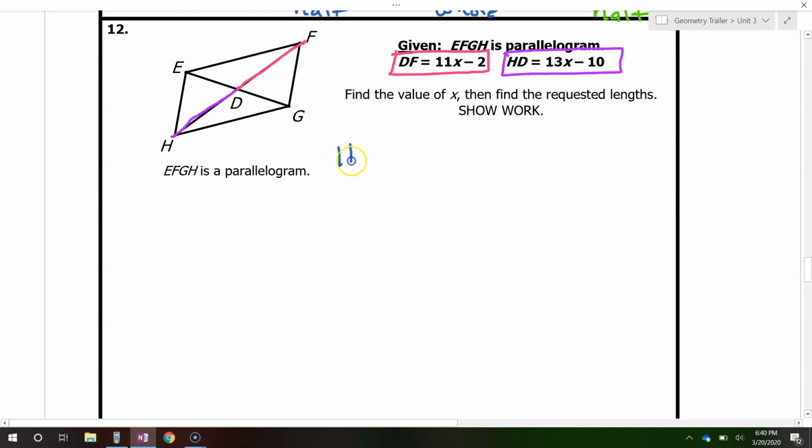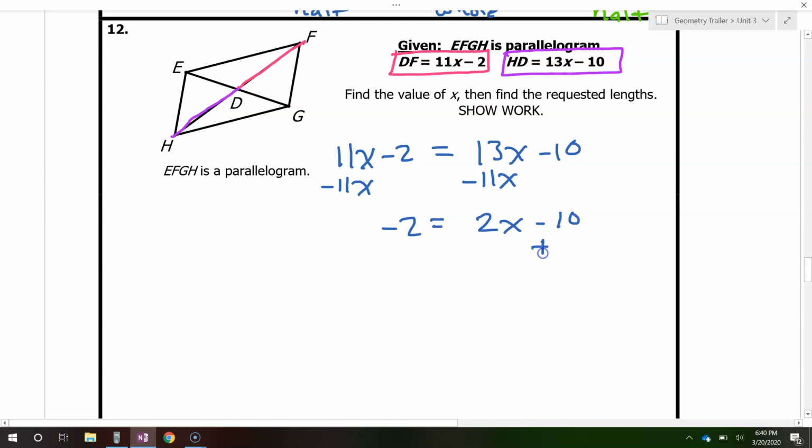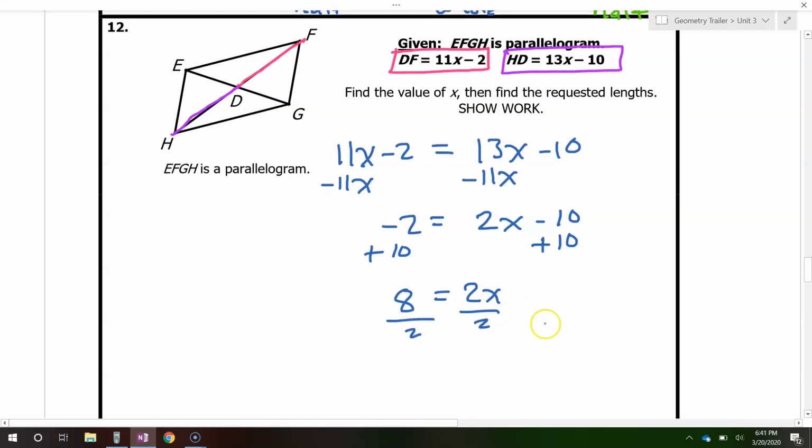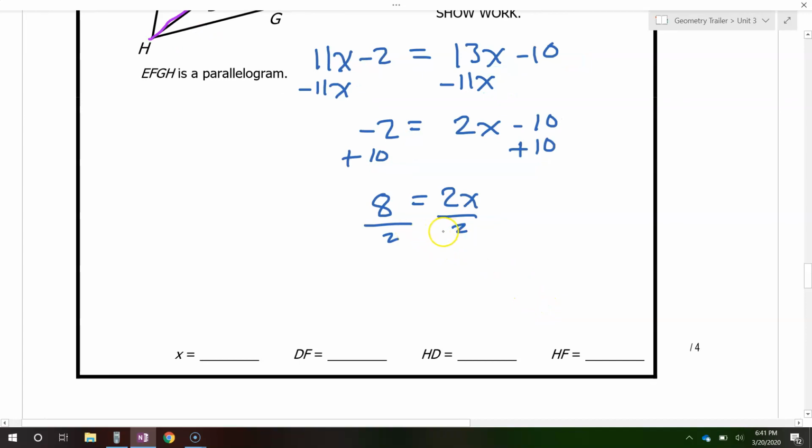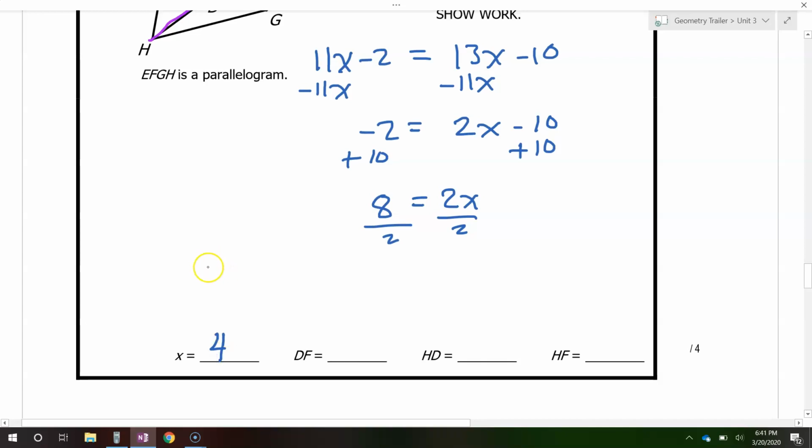So I can say 11x minus 2 will equal 13x minus 10. Let us subtract 11x from both sides. That leaves negative 2 is equal to 2x minus 10. Then when we add 10 to both sides, we get 8 is equal to 2x. And if we divide both sides by 2, we get x is equal to 4. So x is 4.